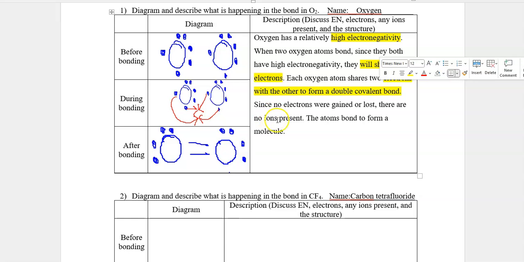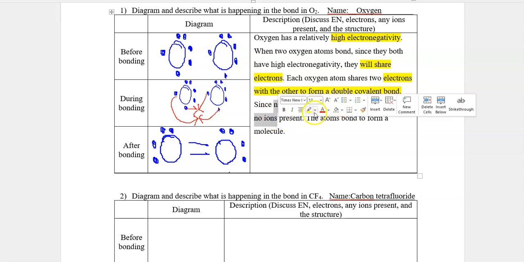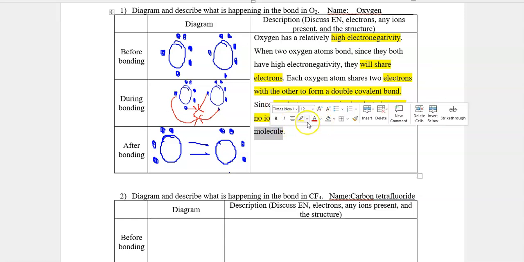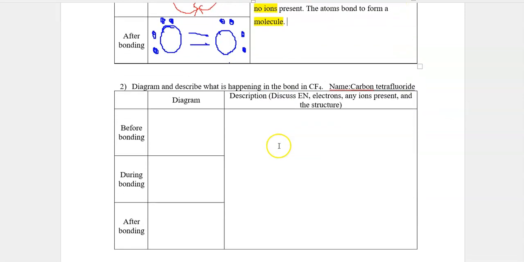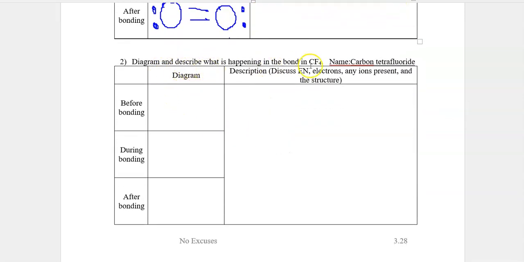Since no electrons were gained or lost, there are no ions present. And then the structure is a molecule. So let's try this one. Diagram describe what's happening in the bond in CF4.